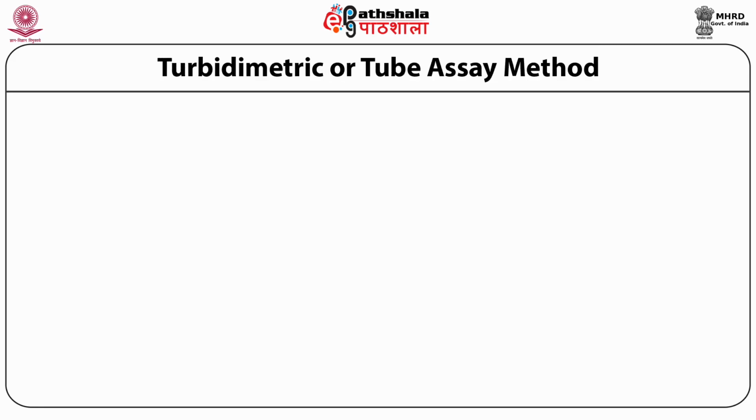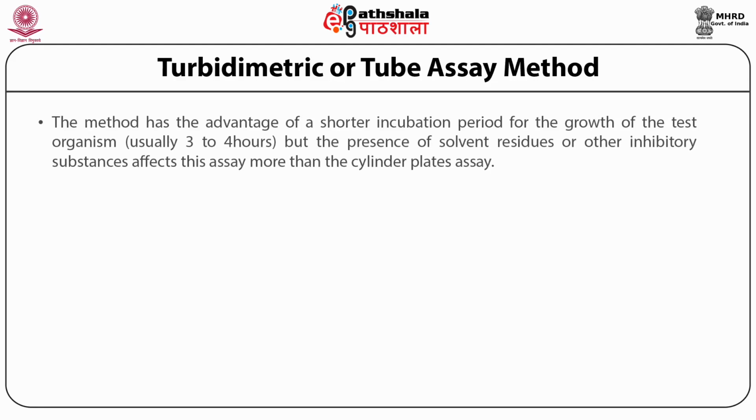Turbidimetric or tube assay method. This method is also called method B as per Indian Pharmacopoeia. This method has the advantage of a shorter incubation period for growth of test microorganisms. It takes usually 3 to 4 hours, but the presence of solvent residues or other inhibitory substances affect the assay result more than the cylinder plate assay.